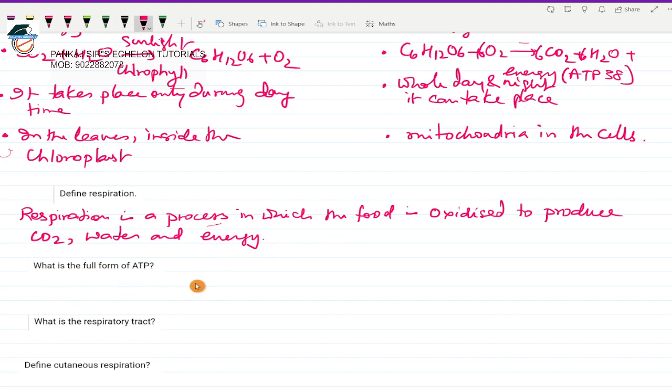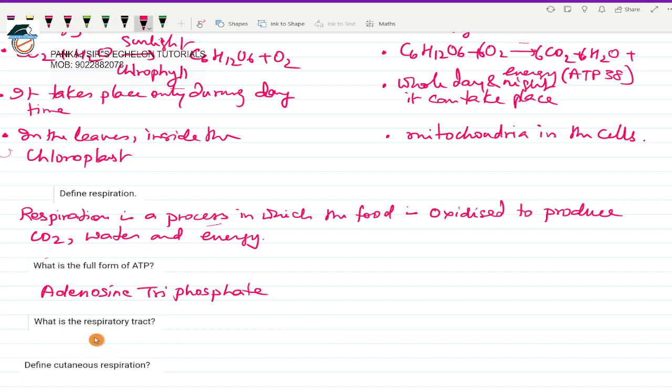Now, what is the full form of ATP? The full form of ATP is adenosine triphosphate.